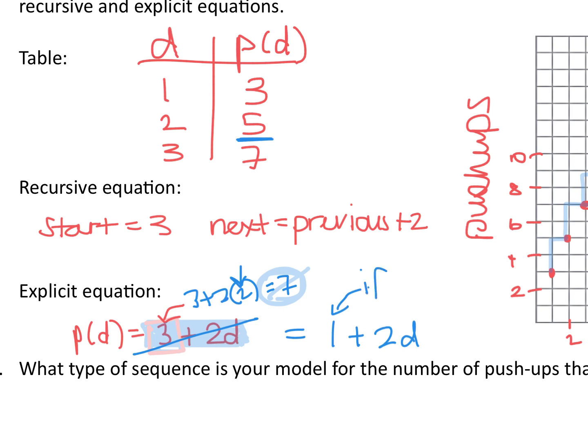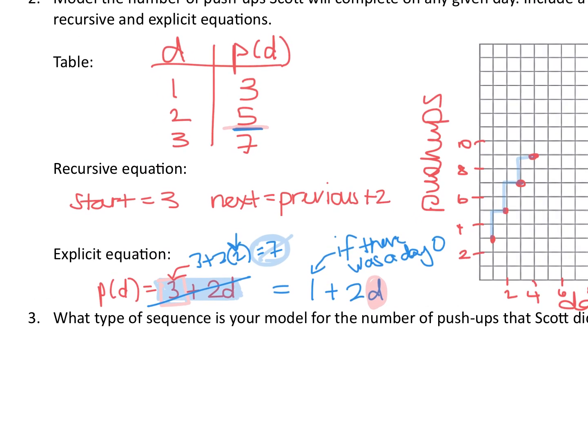If there was a day 0, then he would have done 1 push-up. But it doesn't really make sense in context. Like there's no day 0 and 1 push-up. But we need that in order for our formula to work. So if we test this now with replacing D right here with 2, 2 times 2 is 4 plus 1. That gets us the 5 that we need.